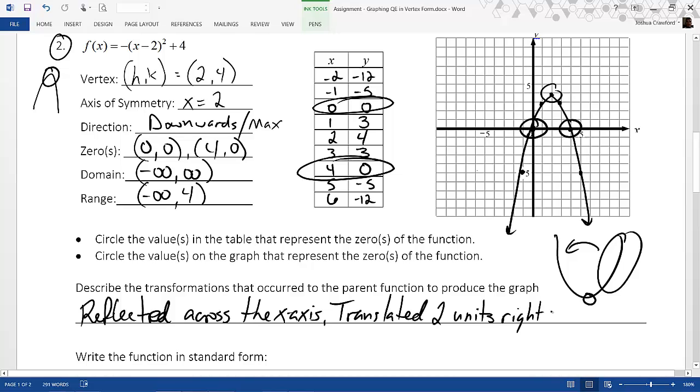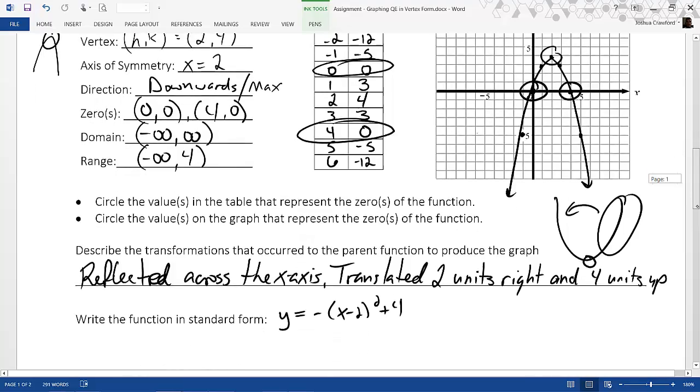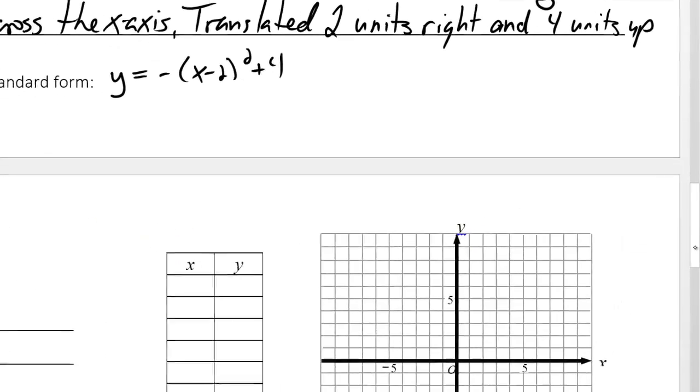And then the plus 4 on the outside means and 4 units up. So reflected across the x-axis, translated 2 units right, and 4 units up. Now this next part is exactly from our notes. We're going to write the function in standard form. So let's go ahead and rewrite our function. So y equals negative x minus 2 squared plus 4. And now we're going to go ahead and convert that to standard form.